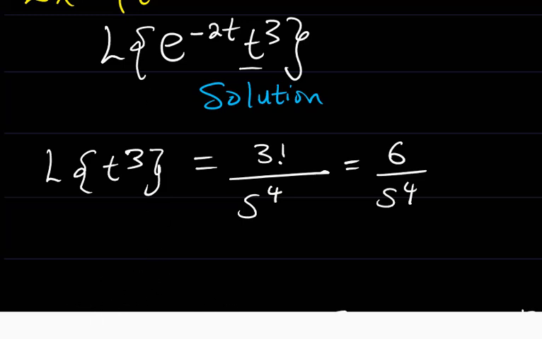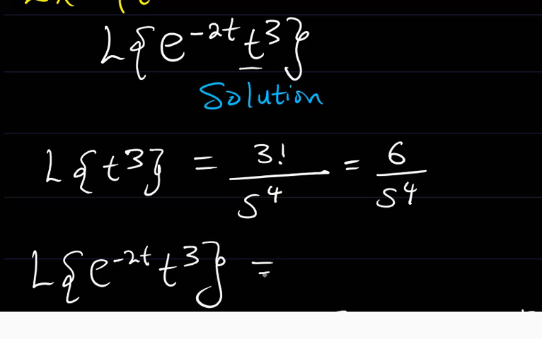the first shift, that is the Laplace transform of the exponent of minus 2t times t raised to the power of 3. I'm shifting this by s plus a, so invariably this is going to be 6 all over, the a is 2, that's going to be s plus 2 all raised to the power of 4. So I hope that is well understood.